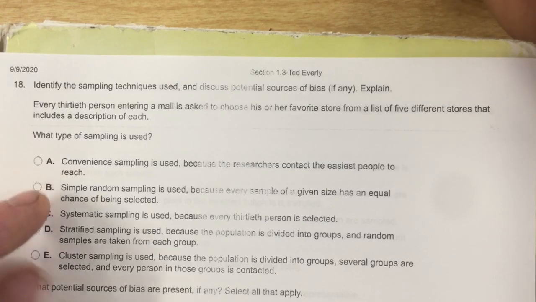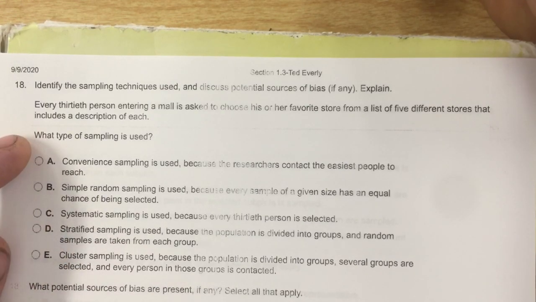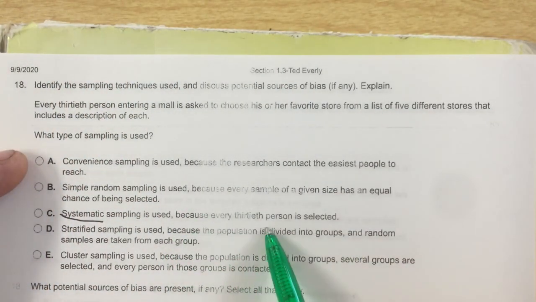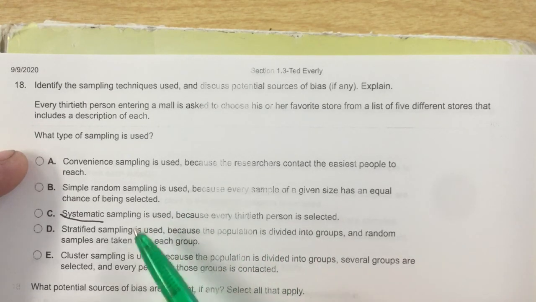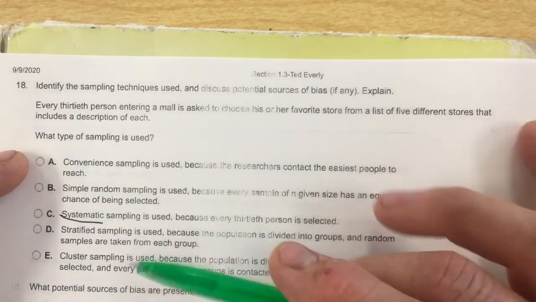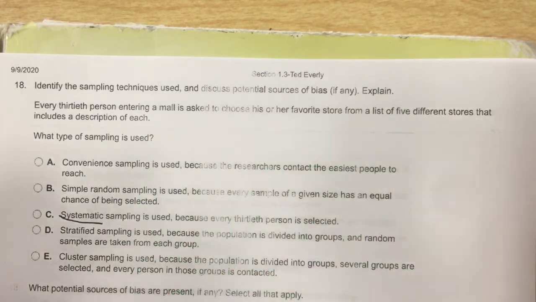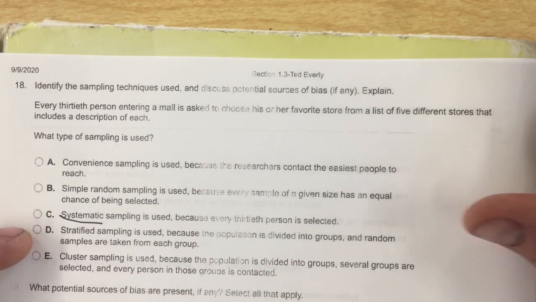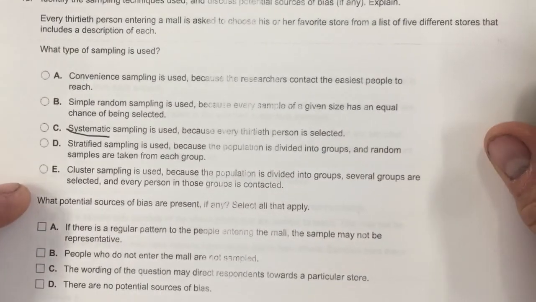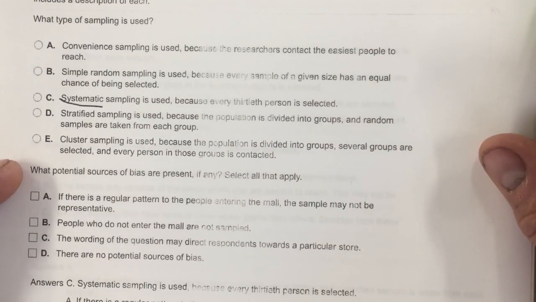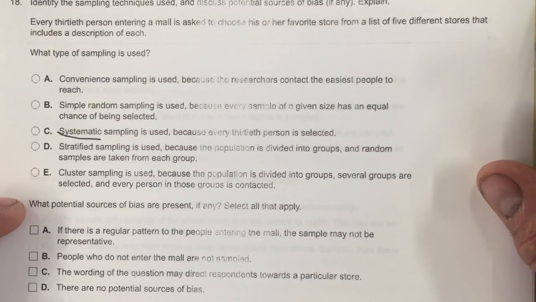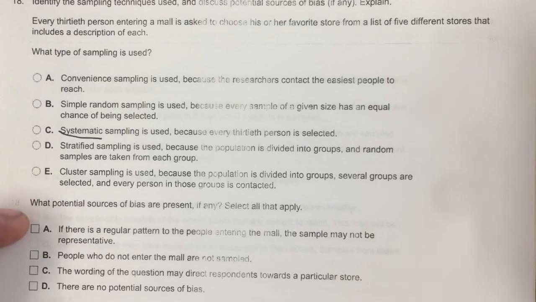Okay, so what type of sampling is this? I think this is systematic because every 30th person is selected. That's what systematic is. This is not convenience. It's not a simple random sample. It's not stratified. It's not cluster. Okay. What potential sources of bias are present? What kind of biases do we have here?